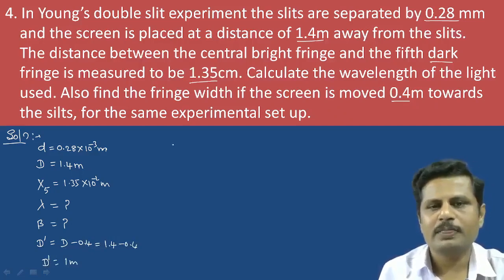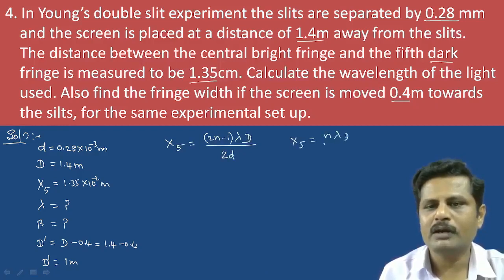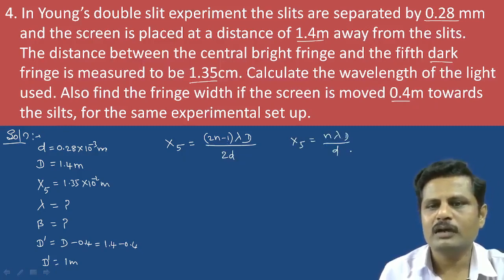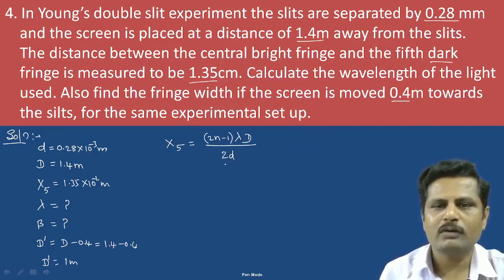So we know that the distance of the nth dark fringe is equal to 2n minus 1 into lambda capital D divided by 2d. This is the formula for the distance of the dark fringe from the central fringe. Suppose it is a bright fringe, then it will become x equals n lambda D divided by d. But here we have a dark fringe, so we should use 2n minus 1 lambda D divided by 2d. If it is a bright fringe, you must use n lambda D divided by d.